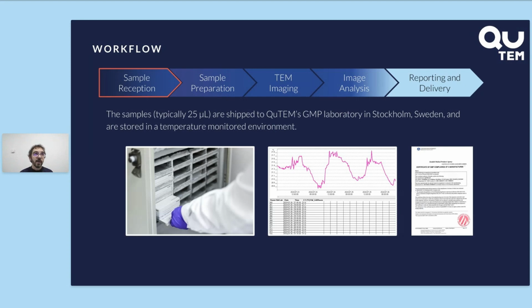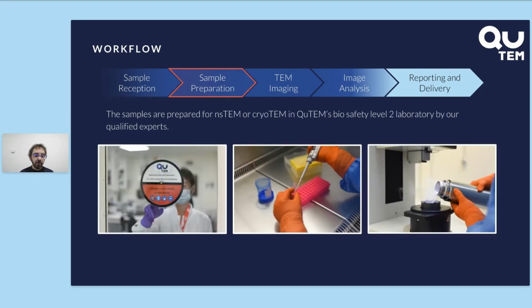So the first steps, of course, are to agree on a project, a project description, and a quotation. But once we have all the elements for the project, we receive the specimen in our BSL2 facility, in our lab here in Stockholm. First, the samples are stored until they are prepared and imaged. When it comes to sample prep, we move the specimen to the lab, where we prepare them depending on the method, so negative stain or cryo-TEM, according to our protocols. And of course, everything is performed by qualified personnel.